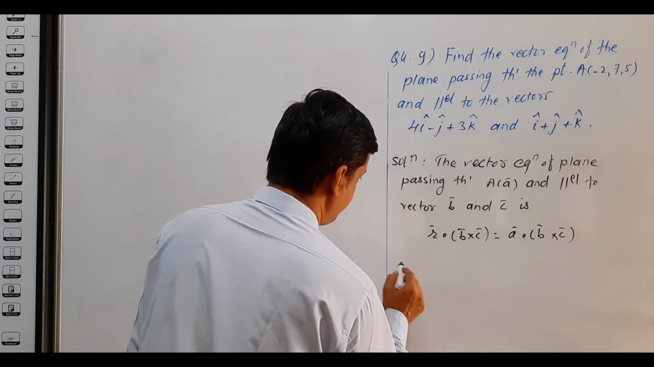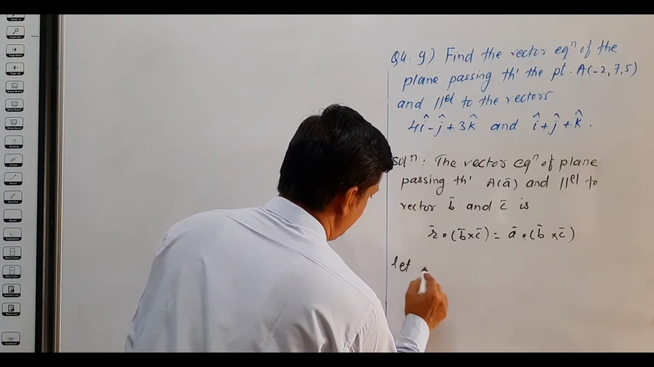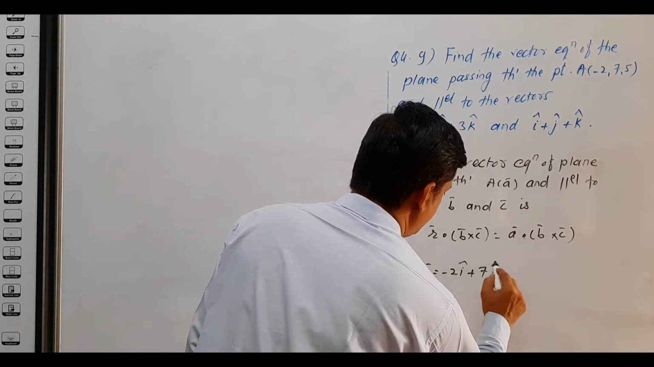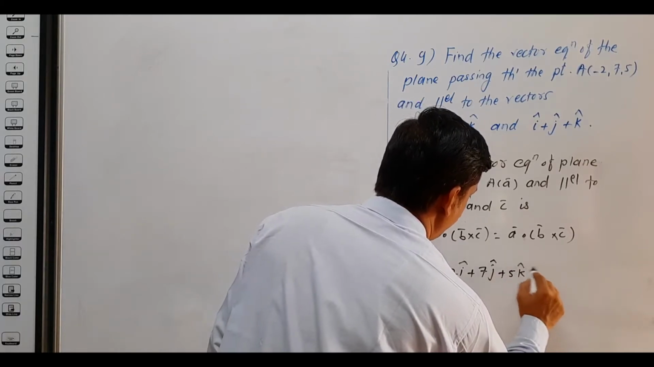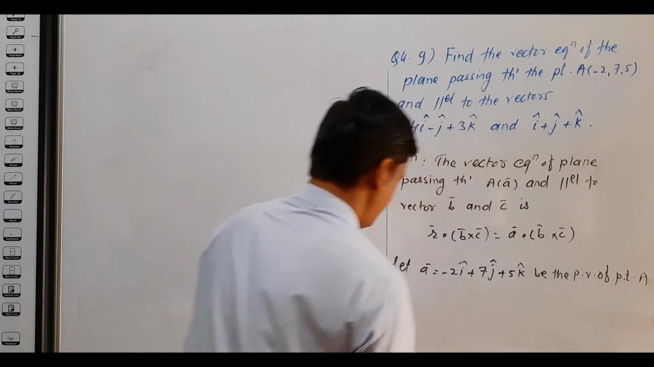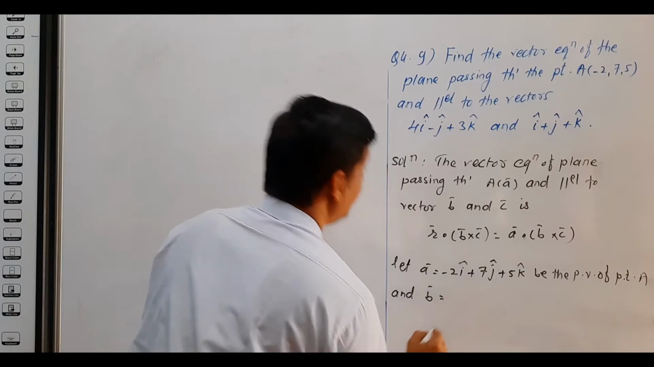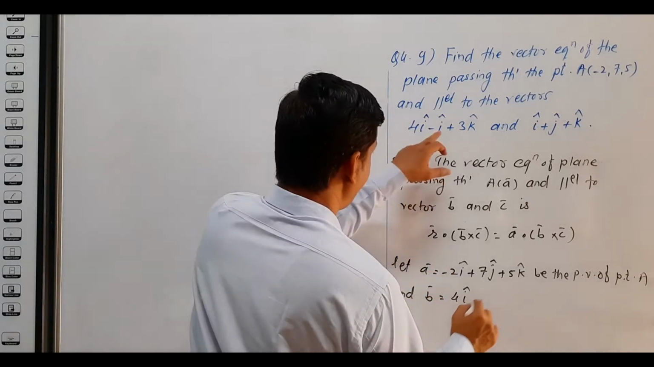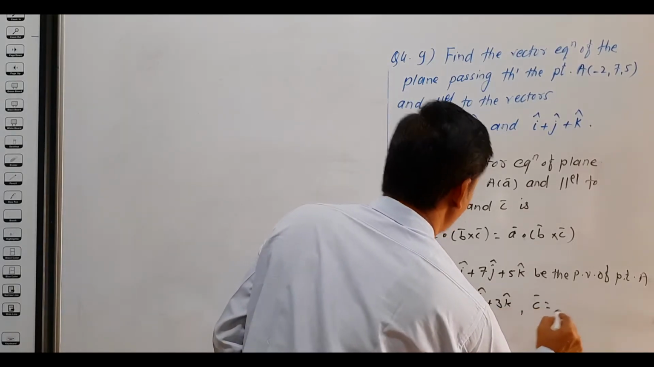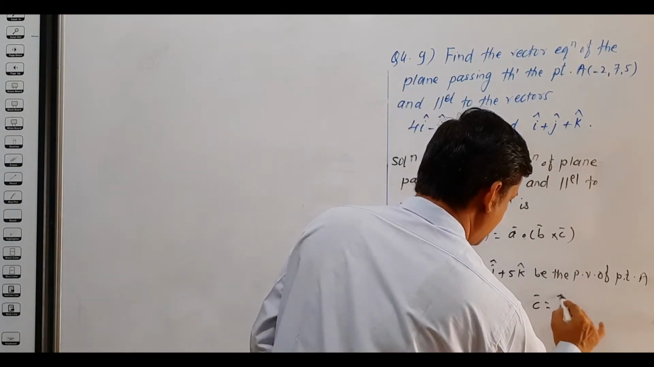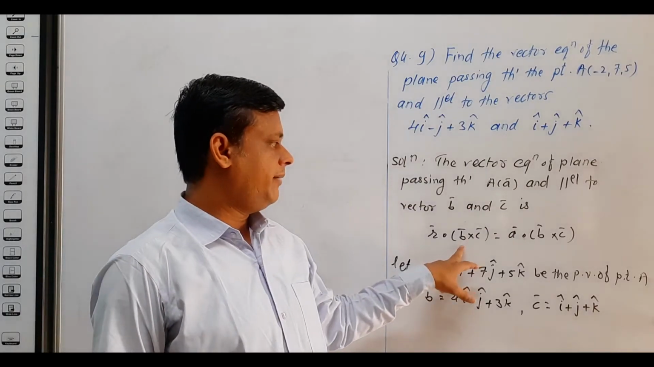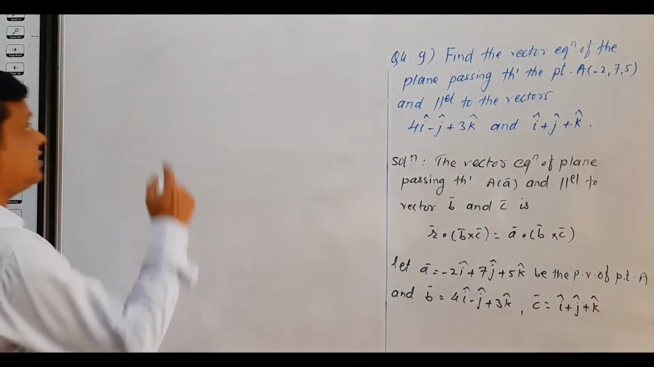So let a-bar equal minus 2i plus 7j plus 5k be the position vector of point A, and b-bar equals 4i minus j plus 3k, c-bar equals i plus j plus k. Now for this we have to find b-bar cross c-bar first. So we find b-bar cross c-bar.